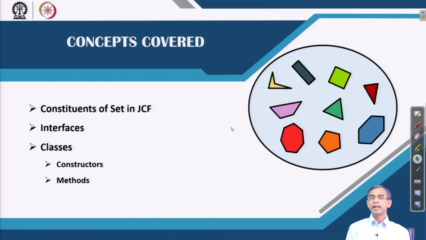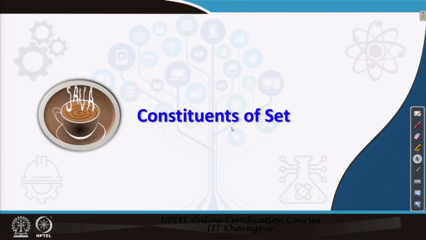Now, like the collection concept and other structures, the set also defines a number of interfaces and classes. So, in this class we will learn about the interfaces in the set collection and the classes. As a class contains constructors as well as methods, we shall discuss the constructors and methods in some classes that belong to the collection called set.